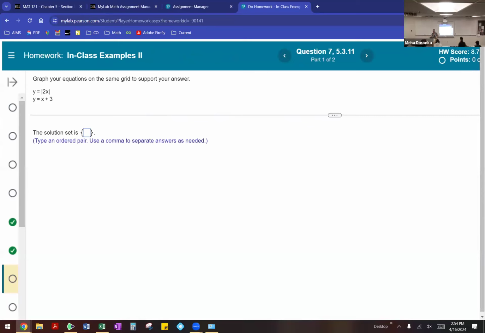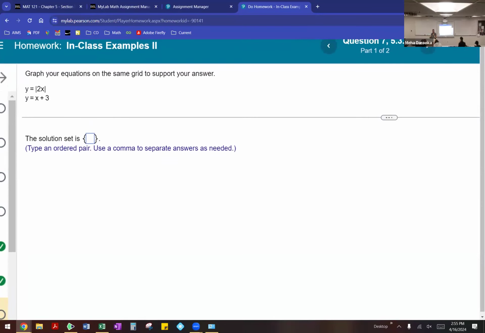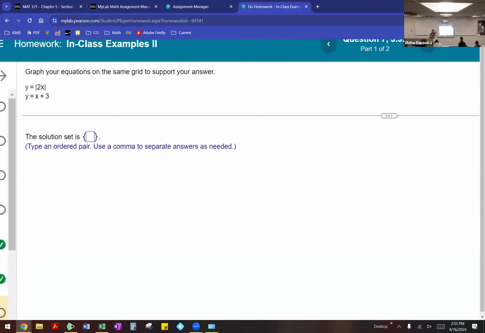Okay, this one is saying graph your equations on the same grid to support your answer. And then, of course, we need to type out what our solution set will be. So this one you can see is actually a combination of an absolute value function because we have y equals absolute value of 2x. And the other one is a linear equation, y equals x plus 3.